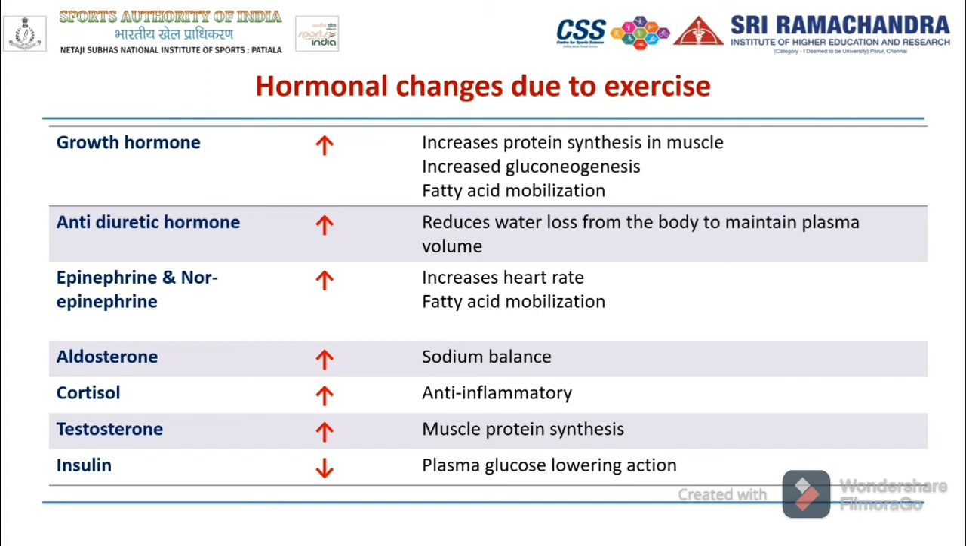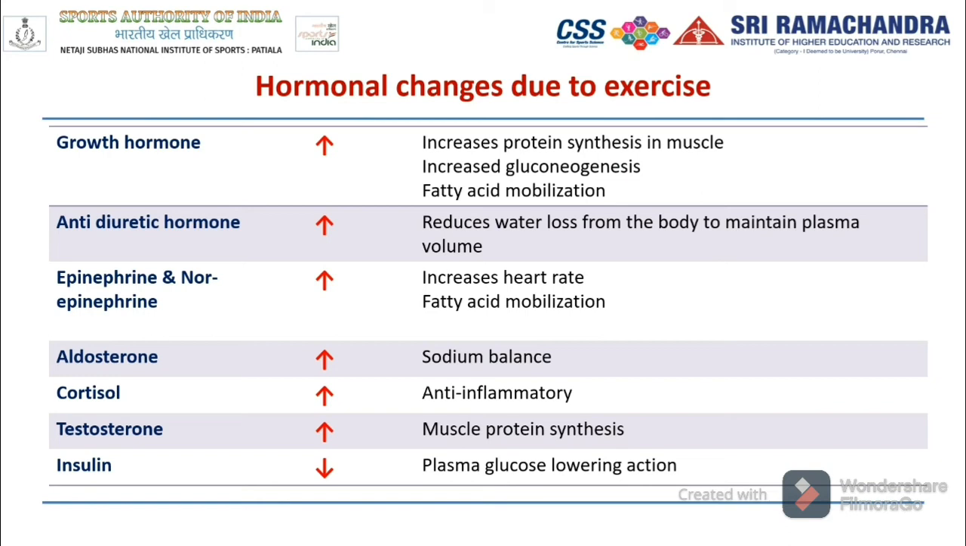The next is antidiuretic hormone, which is secreted by the hypothalamus, and it is stored in the posterior pituitary. It also increases during exercise. It increases during exercise beyond 30 minutes of duration. It reduces the water loss from the body to maintain the plasma volume. Basically, it reduces the amount of urine and therefore preserves the water in the body, and it is trying to compensate the water loss through sweat.